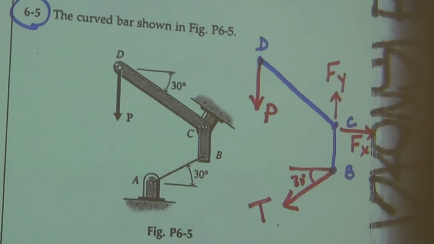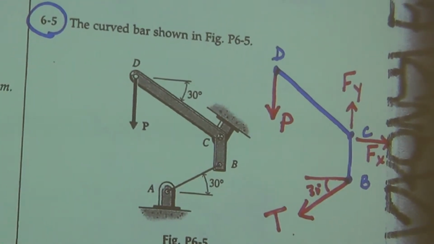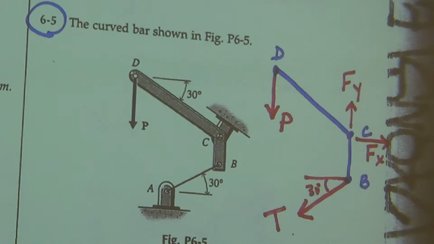So I think you guys are getting a little bit more complicated, like, oh, there's a moment here. Well, yeah, there's probably a moment created by P and by the tension, but the reactions at C are going to resist that spin, right? Okay, so what did I do? Everybody take a deep breath.